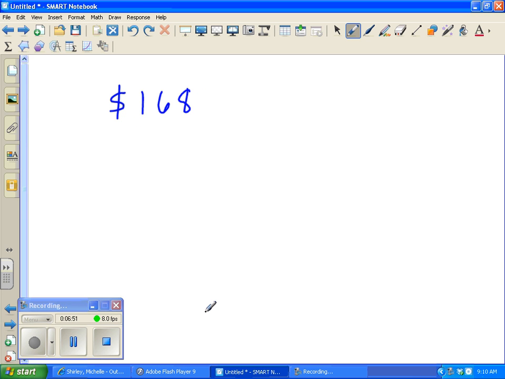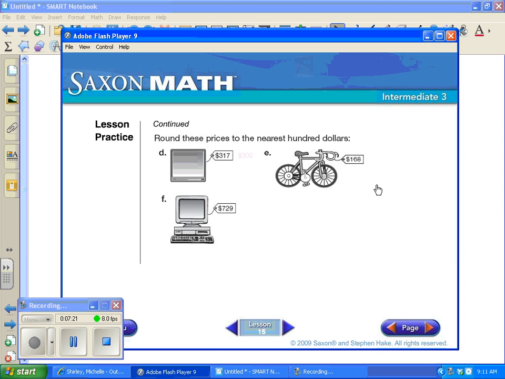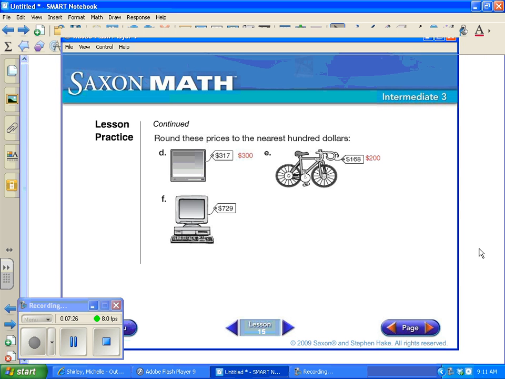Okay, it said the nearest hundreds. Everybody, what digit do I underline? What's in the hundreds place? Okay, the 1. I only circle the digit to the right. That 6 tells us what to do to the 1. Do I go up or stay the same? Ooh, it's 5 or greater. I have to go up. The 1 becomes a 2. Everything else becomes 0. So I round that off. The answer is 200. See if they agree with us. And they do. And the last one, $729.